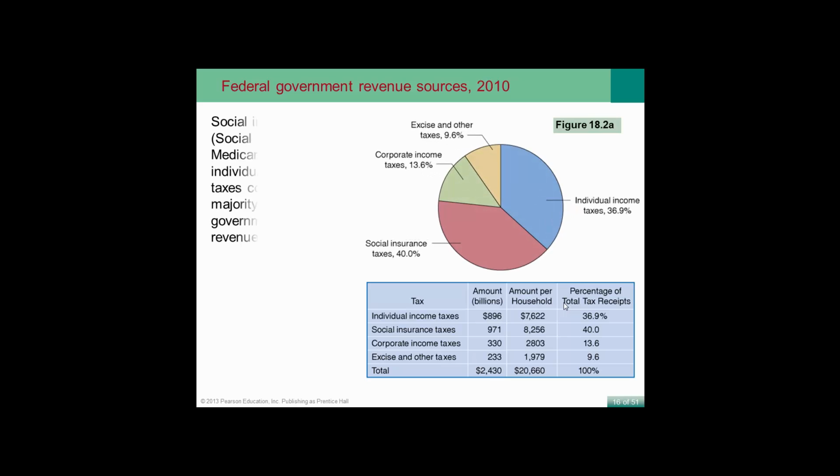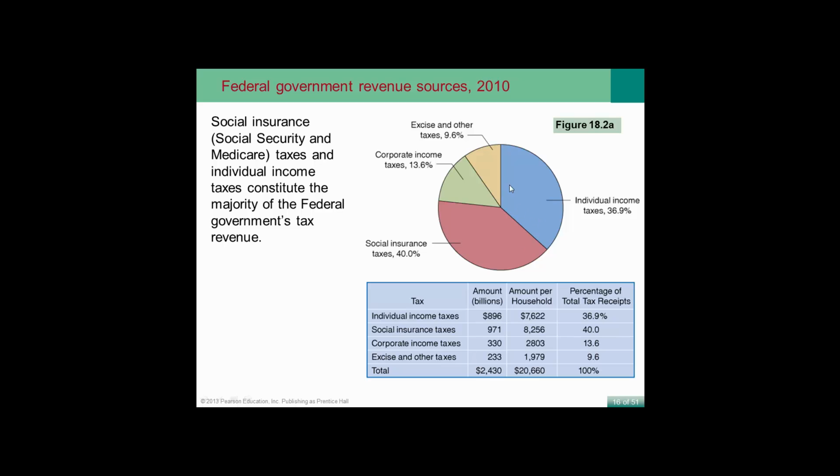Let's take a quick look at our tax system. So, where does the federal government get its revenue sources? This is a graph from 2010. As you can see here, 40% of federal revenue is raised from social insurance taxes. What is that? Social Security and Medicare tax. Okay? 36.9% is individual income tax, or your federal income tax. 13.6% is corporate tax, and 9.6% is excise and other tax.